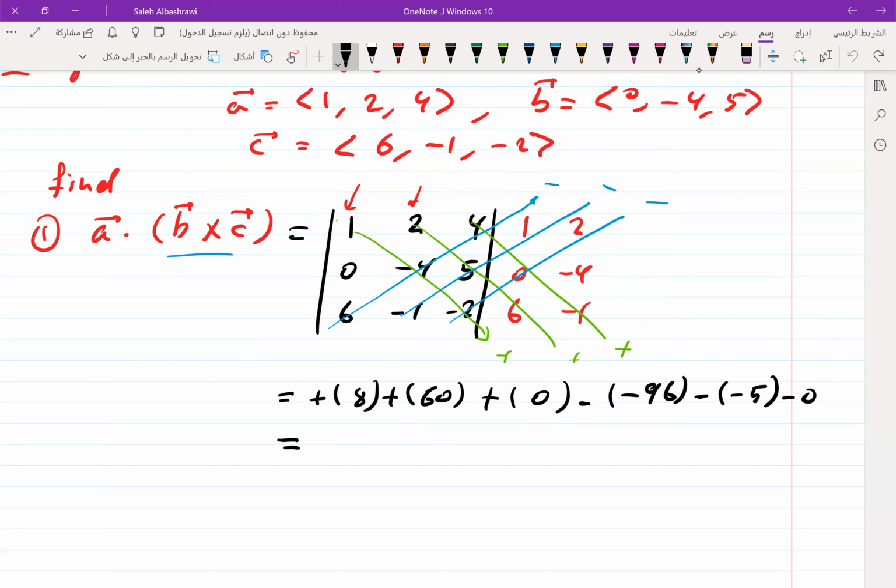Now I can add these numbers. So I have 8 plus 60 is 68, plus 96 is 164. Okay, then 164 plus 5, it is 169.